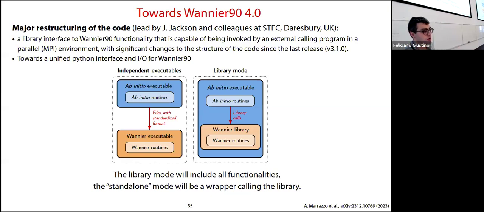The new version of the code will essentially be a library, and if you call the code as a standalone, this will essentially just be a wrapper of the library, okay? And the idea is that this will probably facilitate people in using Wannier90 as a library as opposed to a standalone code, which is the most popular way of using Wannier90 as of today, okay? And this also comes with a very nice unified Python interface for Wannier90 and for the I/O, okay?